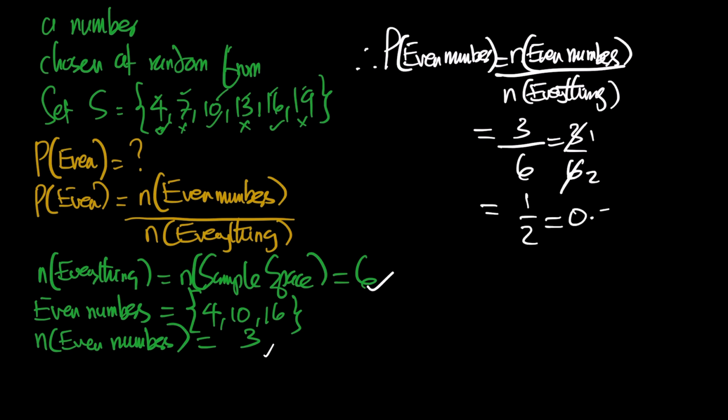Half is the same as 0.5, and we can tell that this also satisfies the axiom of probability, that the probability of an event should always lie between 0 and 1.